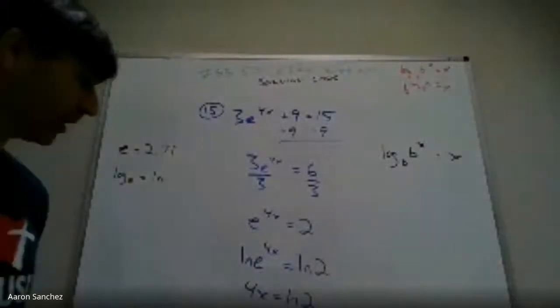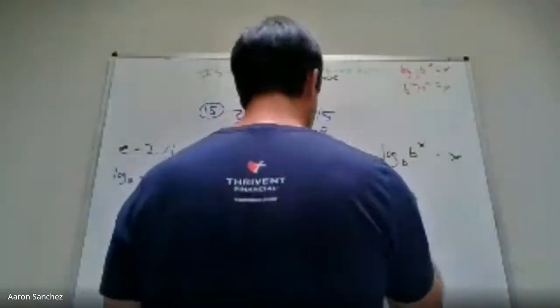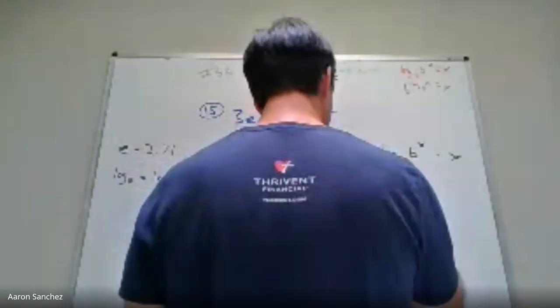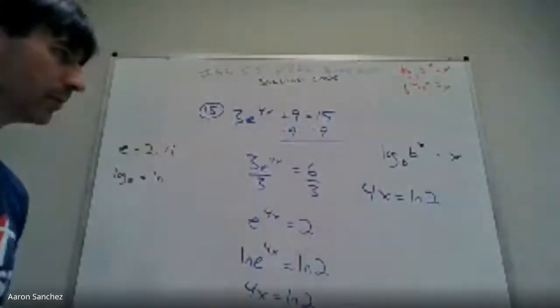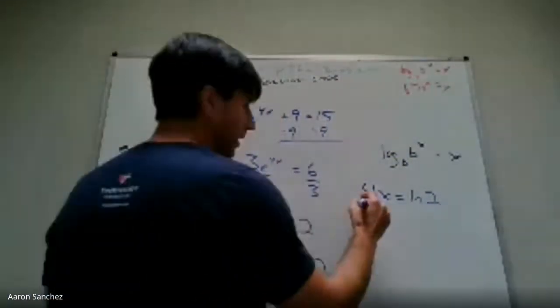Yes. All right, very good. So now I have 4x equals the natural log of 2. So basically we just write it like this.